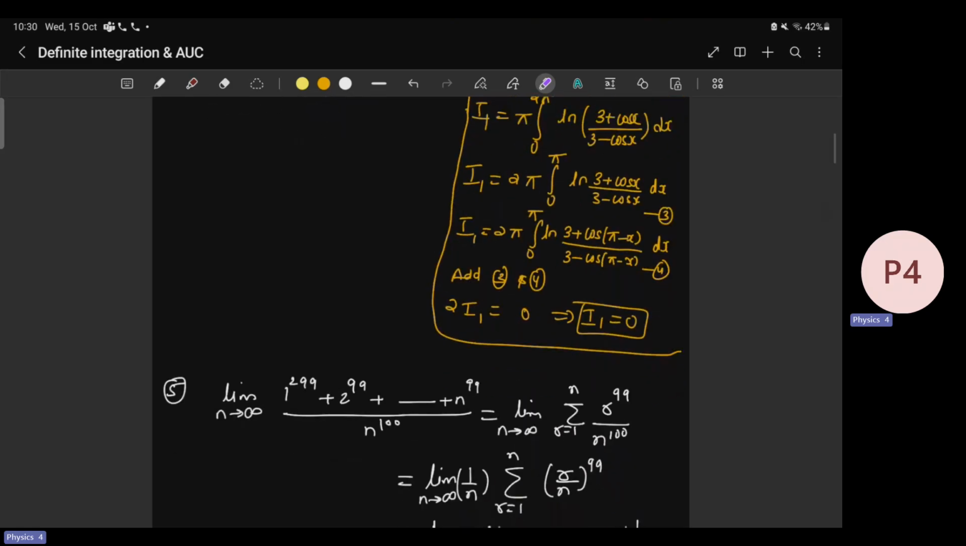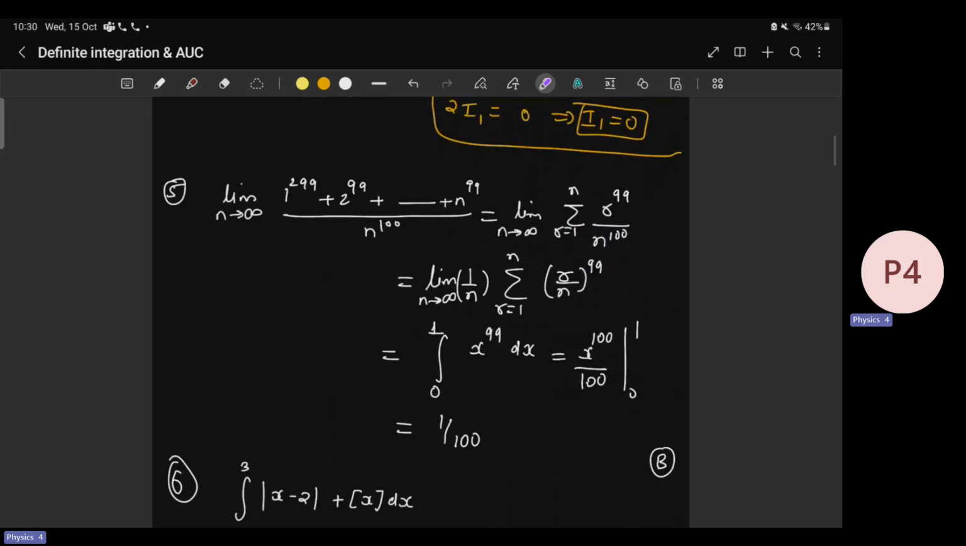Now we move on to the next question, that is question number 5. This question is again from the concept of limit as a sum, integration as a limit of sum. In this, first we write it in general form, summation form. It can be written as limit n approaches infinity of summation r to the power 99 upon n to the power 100, where r varies from 1 to n.